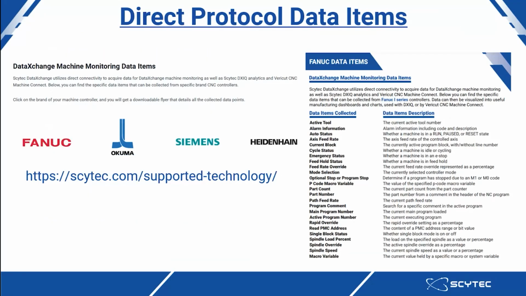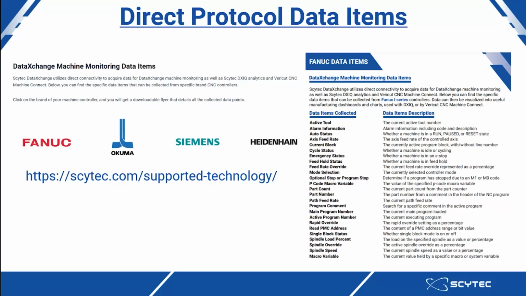So once again, if you go to our main Scytec.com website and go to the supported technology tab, you will see at the very bottom of the screen a bunch of common machine brand logos, where if you click on one, you will be greeted with the direct protocol access data items. The one you can see on the right-hand side of the screen is the FANUC data items, and that includes a very rich set of data items that are reported by DataXchange, which can include things such as the active tool, as well as a description of the data item. So with active tool, that retrieves the current active tool number.